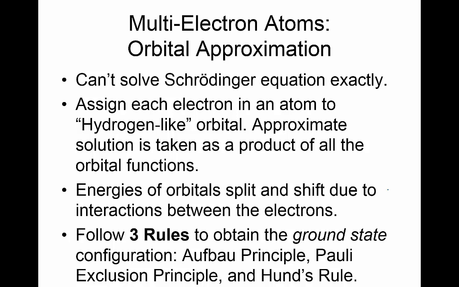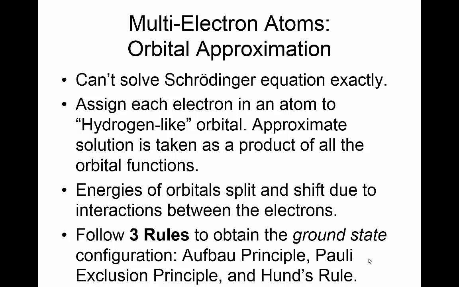So what we're going to be interested in is figuring out the ground state, which is the lowest energy electronic structure of the atom. And in order to use this orbital approximation, we are going to follow 3 rules. And those 3 rules have the following 3 names. There is the Aufbau Principle, the Pauli Exclusion Principle, and Hund's Rule. So let's look at each of those in turn.